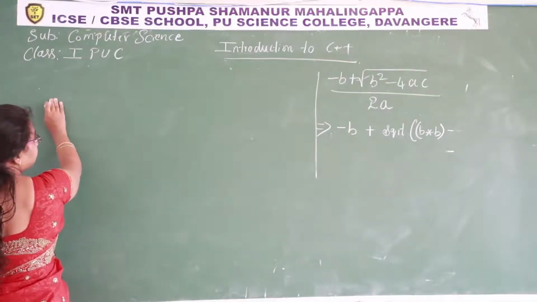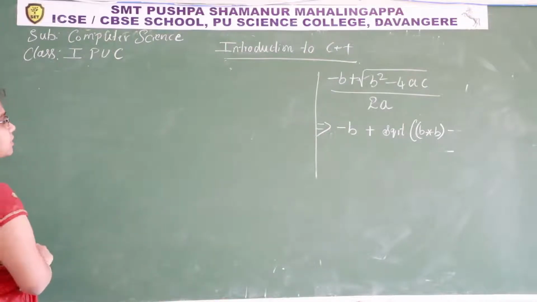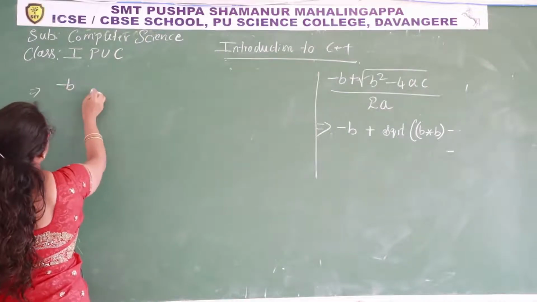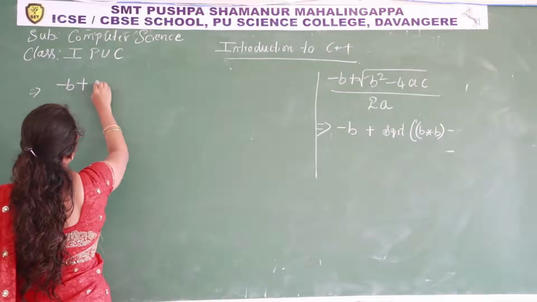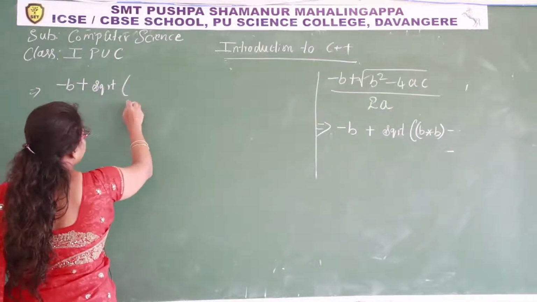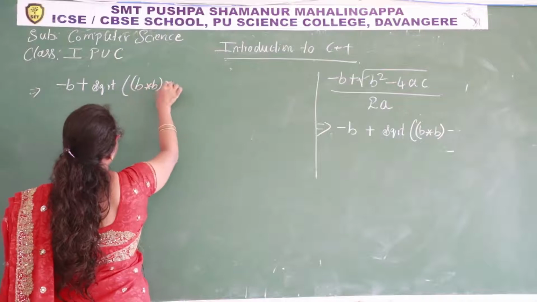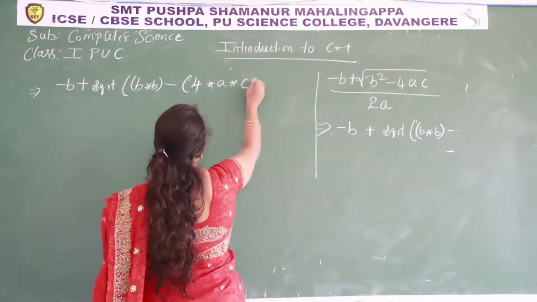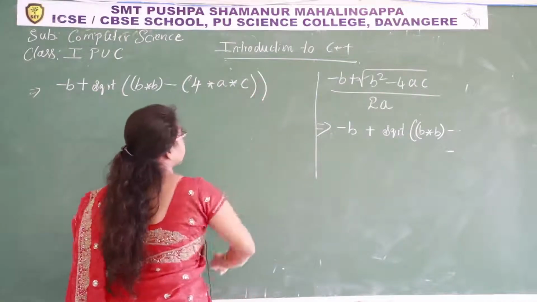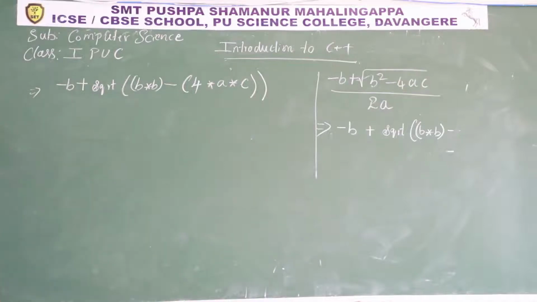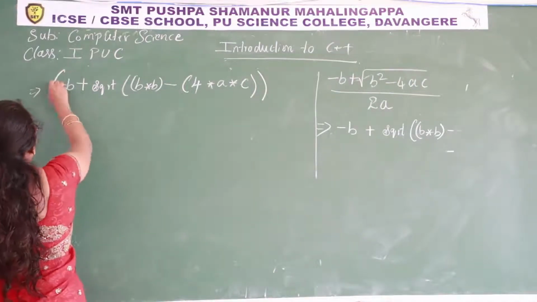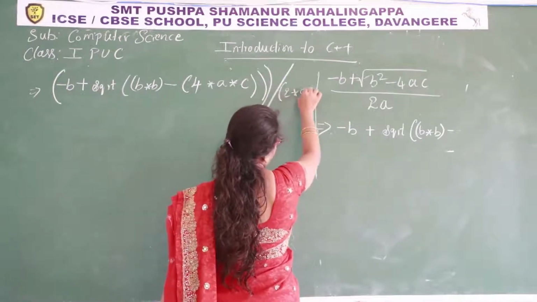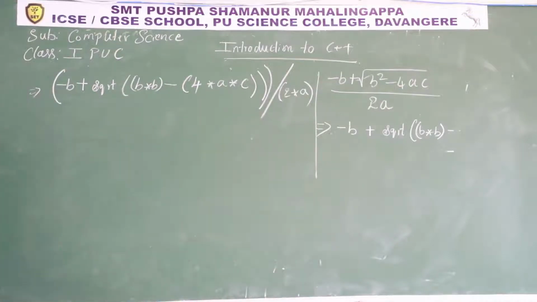So how to write minus b plus square root of b square minus 4ac, whole divided by 2a? I'll write here. Minus b plus sqrt of b star b minus parenthesis 4 star a star c, 4ac. So square root close. Whole divided by 2a. Isn't it? Whole divided by 2 star a. This is the way to write that expression.